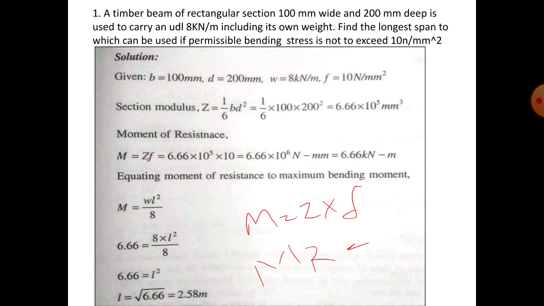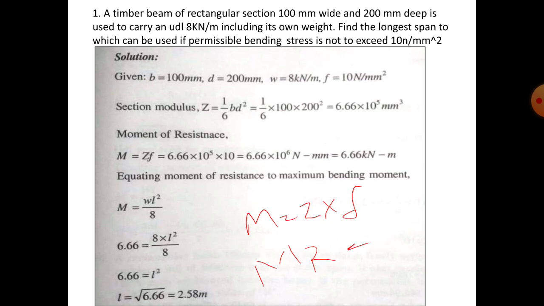So using that value, you are going to calculate the length of the beam, right? So what is the moment formula for the simply supported beam? It is WL square by 8, right? So you are going to equate the moment formula to the moment of resistance. What is the moment of resistance given? 6.66 is equal to, what is the load? It is 8 into L square by 8. What are we going to find? That is your length of the beam.